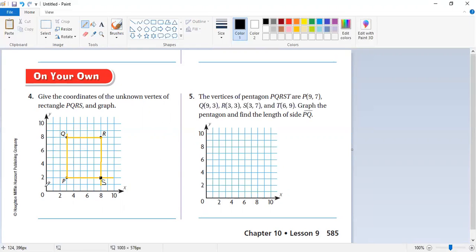So first let's check the value of x. This is the value of x. So what is the value of x? It's 8. And what's the value of y? It's 2. So how are you going to be writing the coordinate?